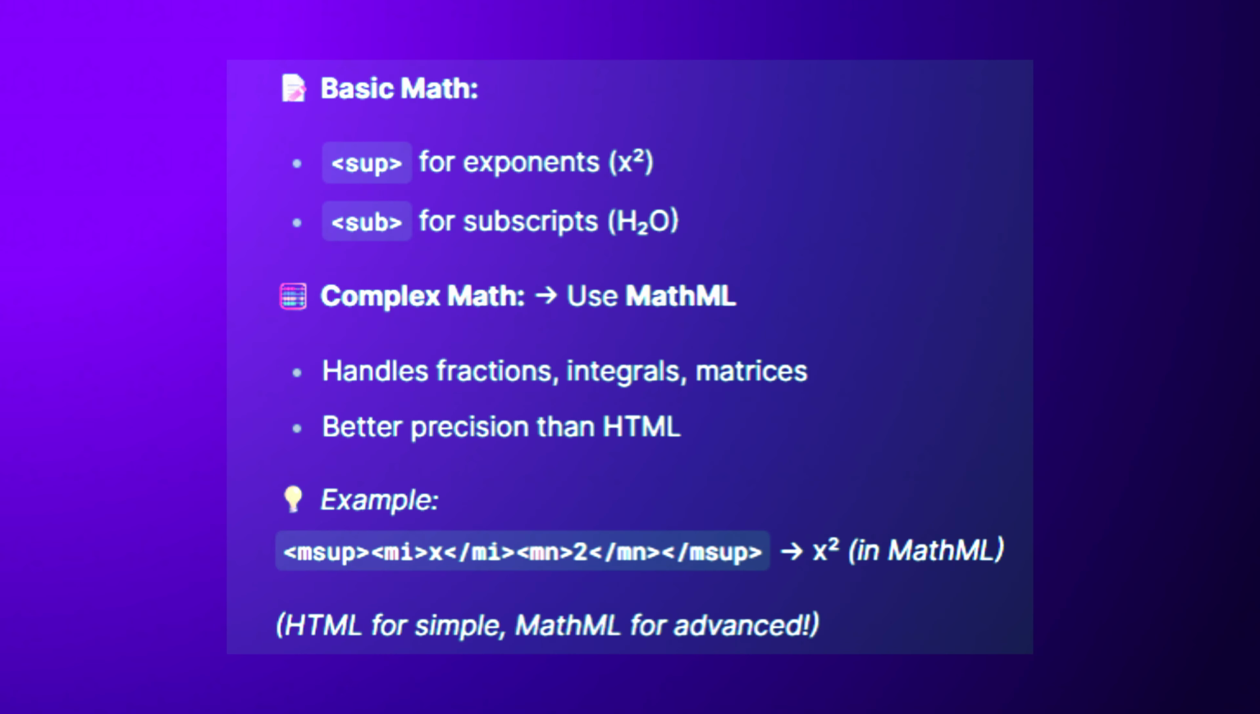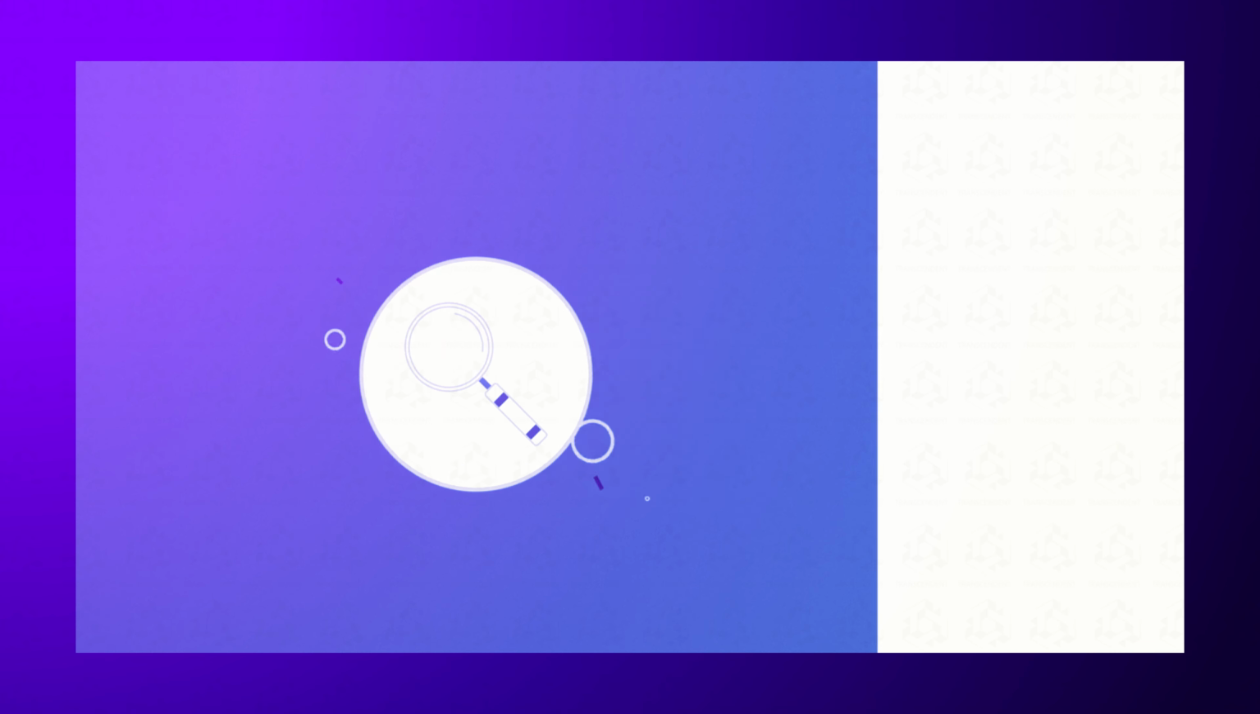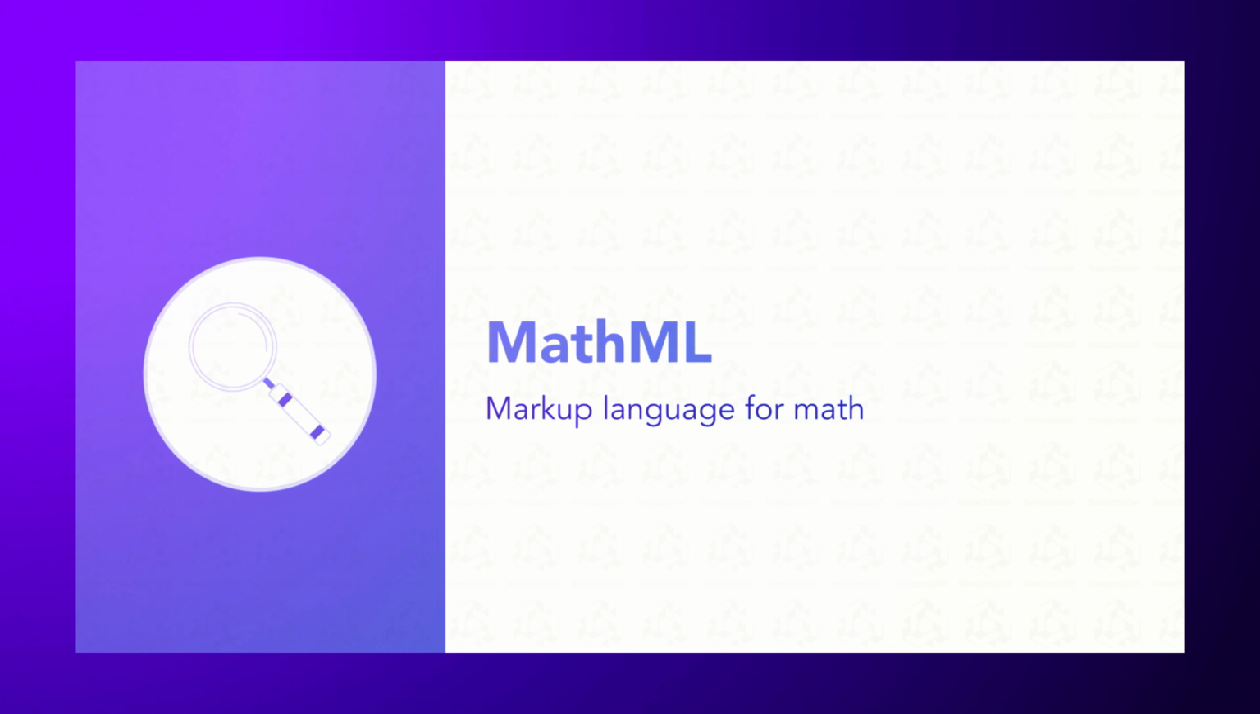We can use sub and sup tags in HTML for simple math expressions, like exponents or subscripts. However, for complex equations on websites, we recommend exploring MathML. This specialized markup language offers robust tools for mathematical notation, surpassing HTML's capabilities for precise and professional equation displays.